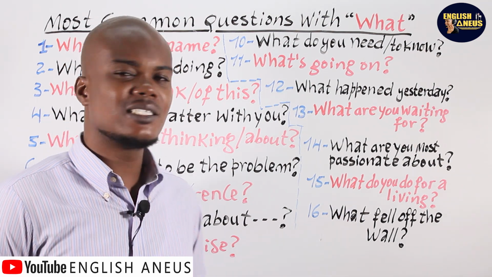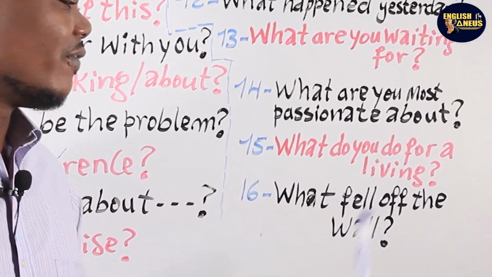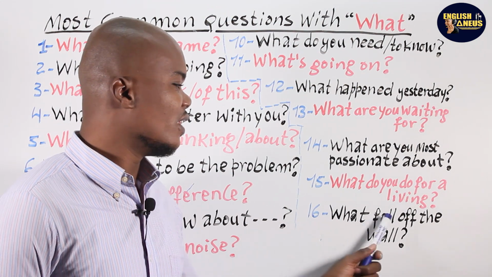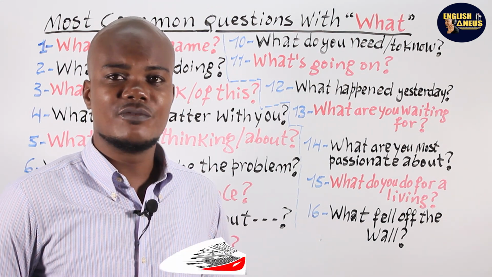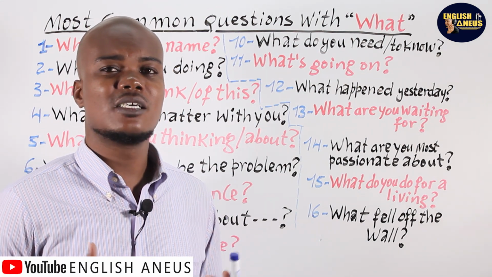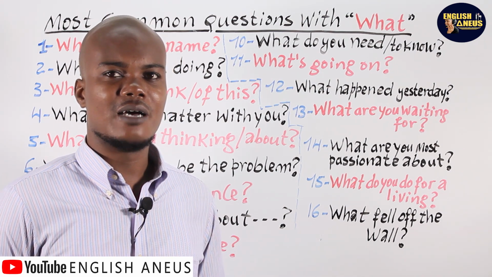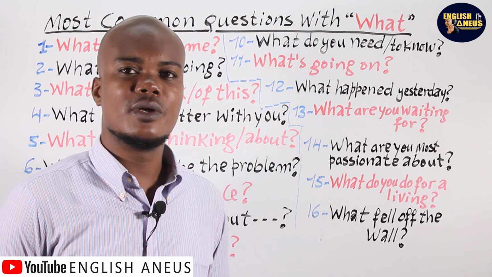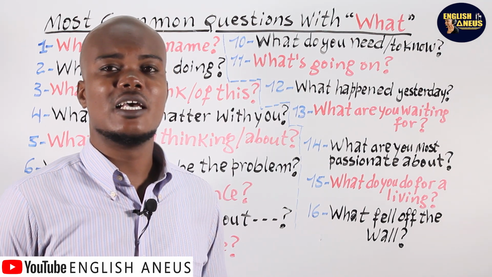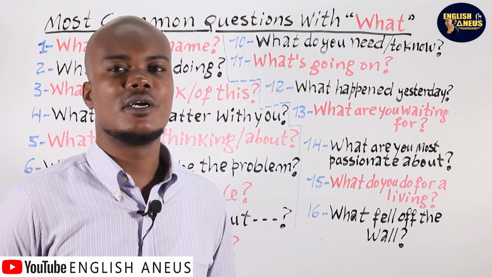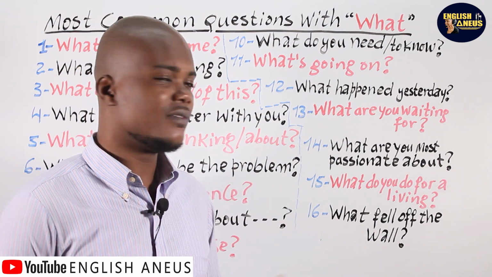And completely the last sentence is, what fell off the wall? What fell off the wall is a sentence to ask about a decision. For example, I promised to go to the party with you and I say, no, unfortunately, I can't go to the party anymore. You say, what fell off the wall?